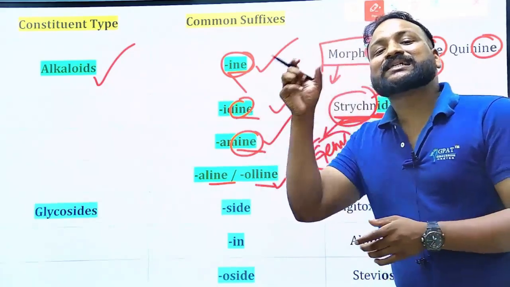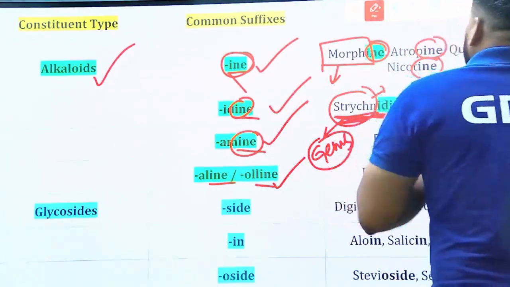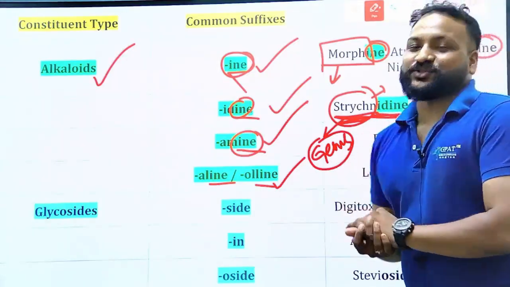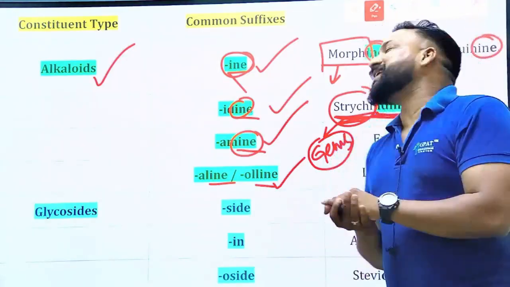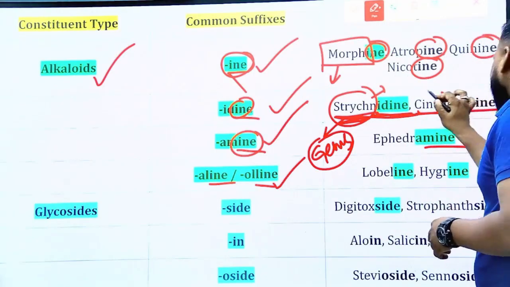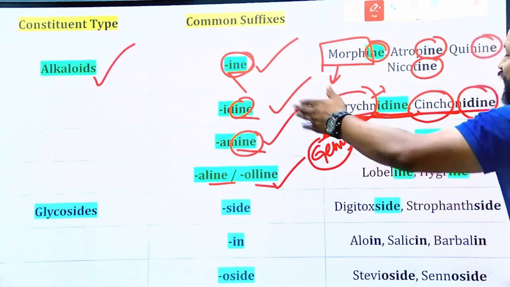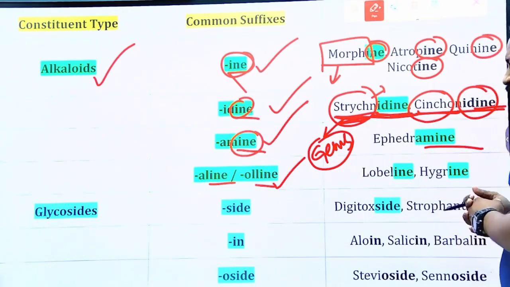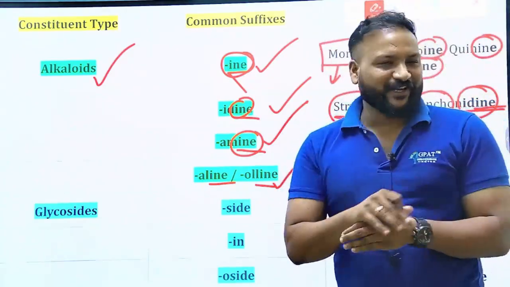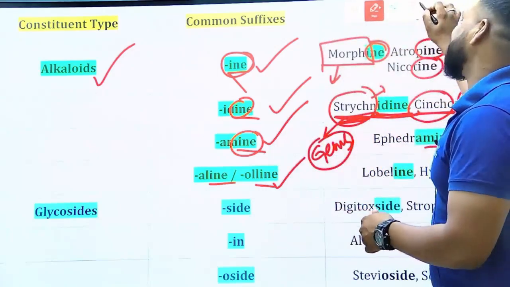Strychn is obtained from the genus name, and idine means the chemical constituent, whereas strychnine obviously is obtained from the genus name. This is how you can cross-check everything. Cinchona is a genus name. Cinchonidine, IDINE. IDINE stands for alkaloid, which means it contains ine. So it is very easy to identify an alkaloid, right? If it has ine as a suffix, ultimately it is an alkaloid, right?